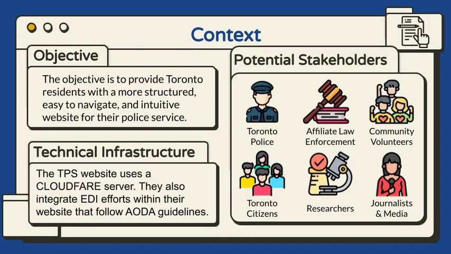The objective is to provide Toronto residents with a more structured, easy to navigate, and intuitive website for their police service. From a detailed analysis of the website, we have identified the following potential stakeholders for the Toronto Police Service website, including Toronto Police's affiliate law enforcement, community volunteers, Toronto citizens, researchers, journalists, and media.